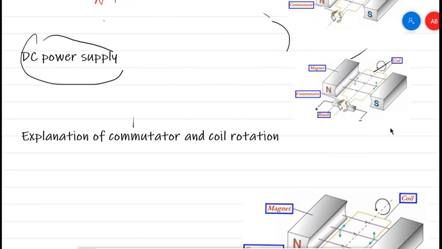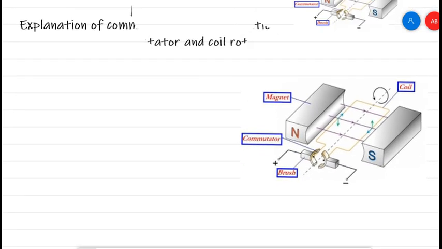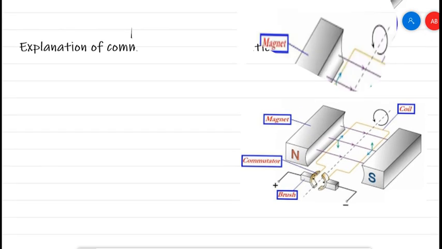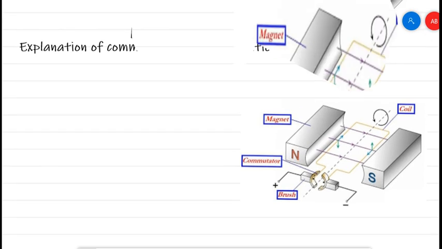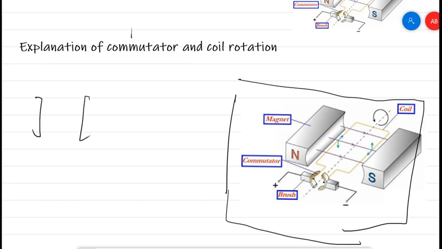Now let's just say how it will work. So the working of a DC motor. All this diagram I have explained before. Okay, now we'll see its working. So regarding the working, first thing, just look over here at the diagram: north, south, magnetic field lines. Okay, all right.